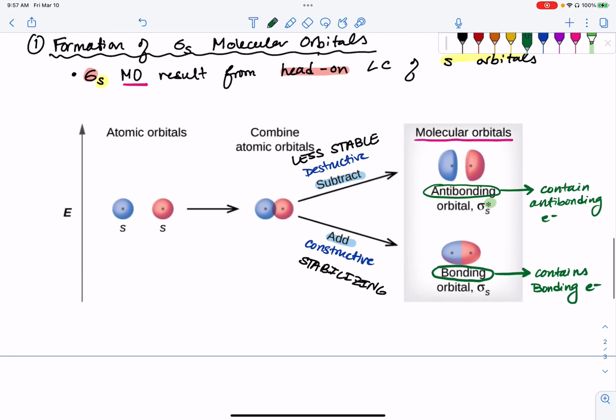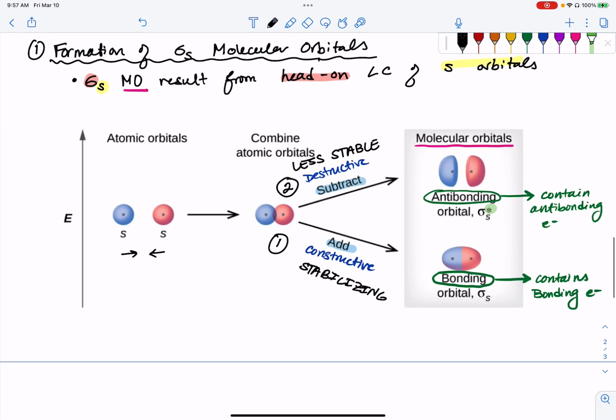Okay, so we have these head-on combinations of our s orbitals that could combine in two different ways. The first is our constructive way, which results in our bonding molecular orbital, or our sigma s orbital. And then we have our destructive or subtractive interaction, which creates our anti-bonding molecular orbital. So this is the formation of these sigma s molecular orbitals. So we have the sigma s and sigma s star bonding and anti-bonding MOs. And this is what they look like.